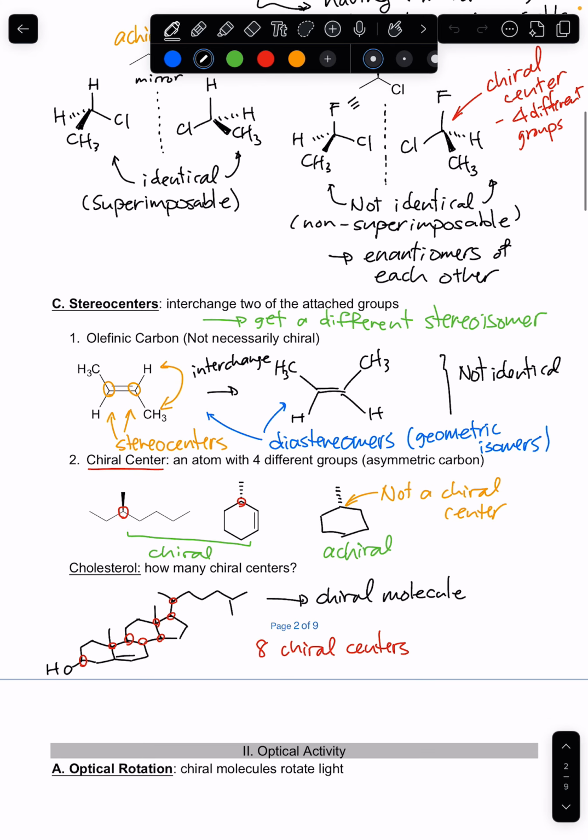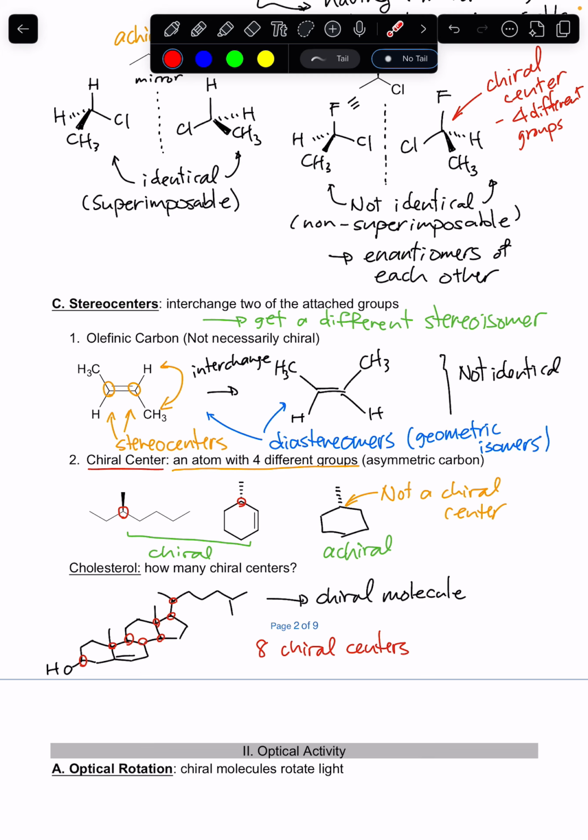And then we talked about chiral centers, which I can't emphasize enough how important this point is, right? That it's a carbon that has 4 different groups. Maybe I'll even highlight this. Right, that's a chiral center.